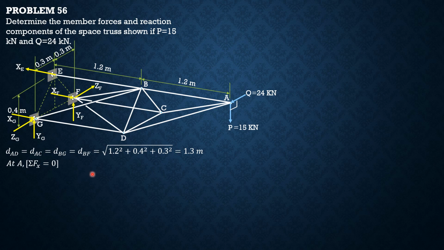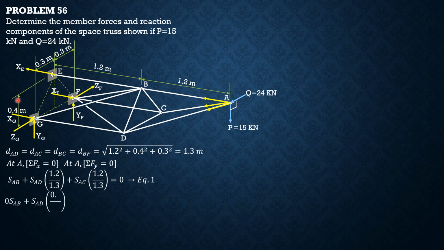Summation of forces X, leftward positive. So we begin with SAB, leftward positive, plus SAD times 1.2 over 1.3 plus SAC times 1.2 over 1.3 equals 0. Call that equation 1. Summation of forces Y equals 0, downward as positive. So we have SAB plus SAD times 0.4 over 1.3 plus SAC times 0.4 over 1.3 plus 15 equals 0, so equals negative 15, equation 2.